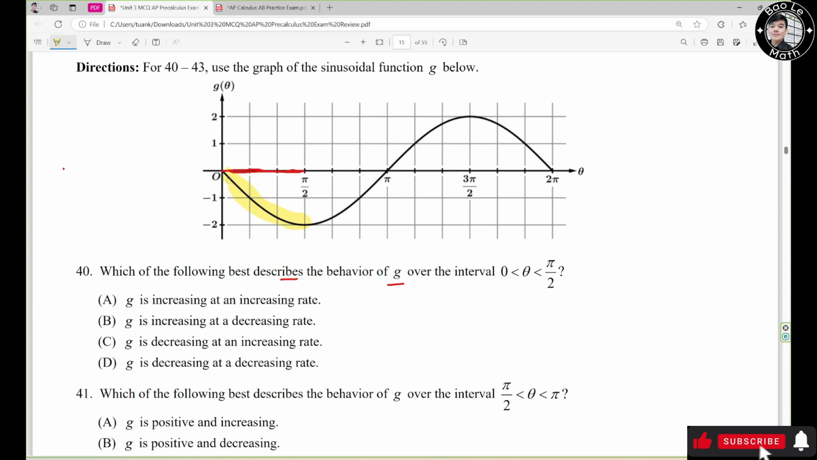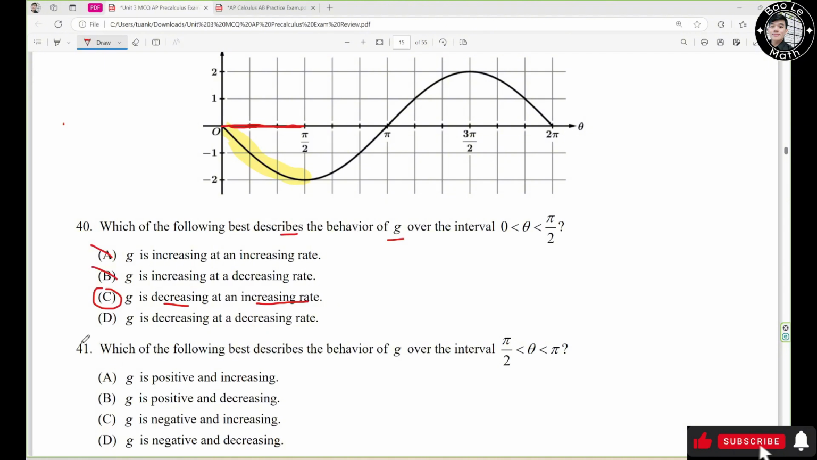Over this interval, the function g is decreasing, because it's going down. So we need to eliminate A and B. Now we need to know if the function is decreasing at an increasing rate or a decreasing rate. Since the function is concave up, the rate of change is increasing. So the function is decreasing at an increasing rate. The answer must be C.